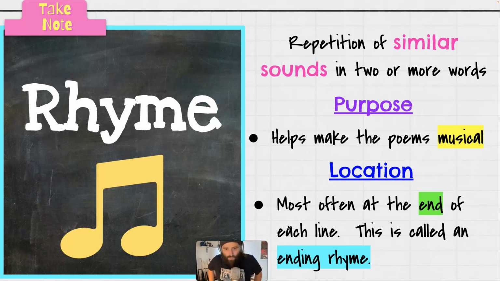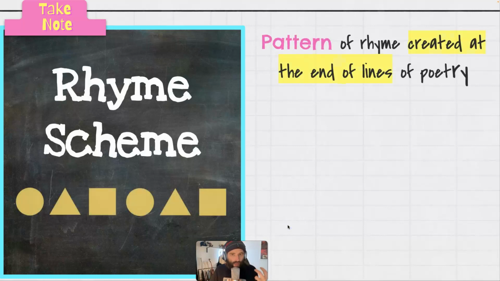And so with ending rhymes, we're thinking like words like bad, sad, dad, fad, lad, rad, pad, right? Mad. That AD sound is your rhyme, okay? And you'll see that repeated throughout songs at the end of a line of poetry. So when you do that, you'll create this thing called a rhyme scheme. And a rhyme scheme is a pattern of rhyme created at the end of lines of poetry.